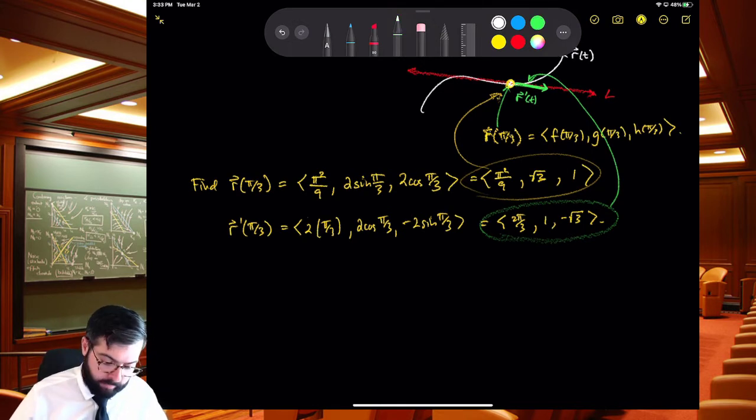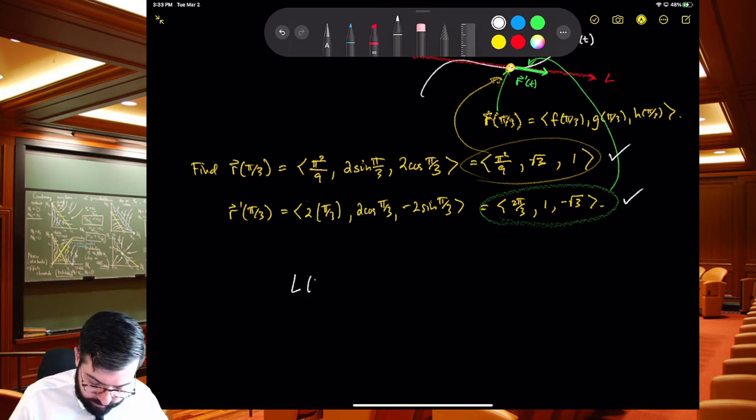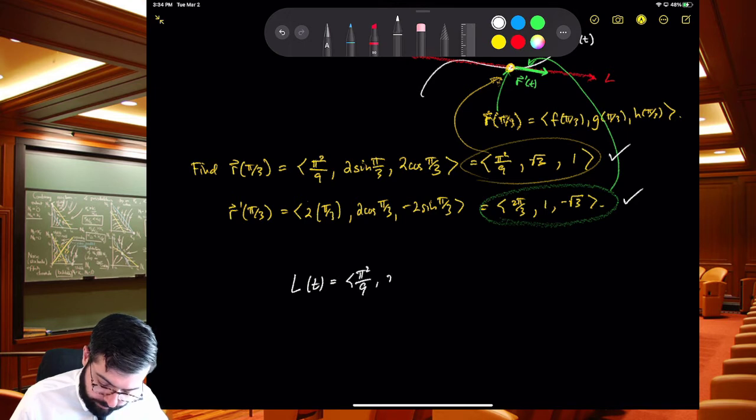And so then in vector form, we've got everything we need. We've got the point, we've got the direction. So then this linear function of t is really r naught. So you could say pi squared over 9, radical 3, 1, plus t times 2 pi over 3, 1, negative radical 3.